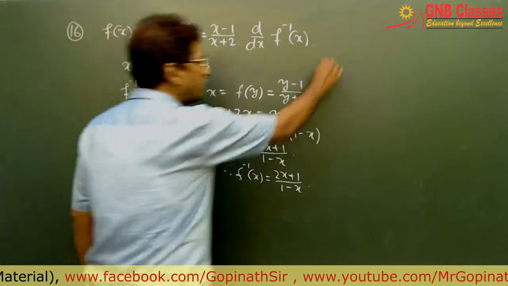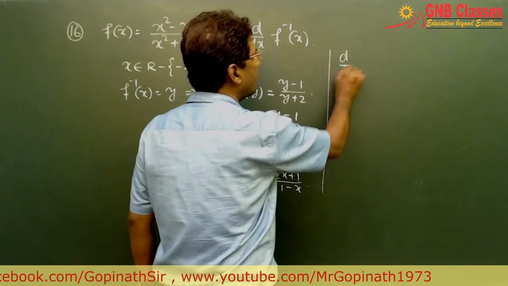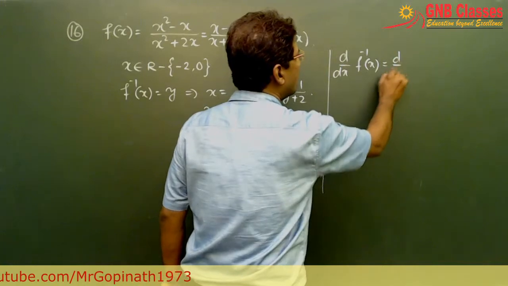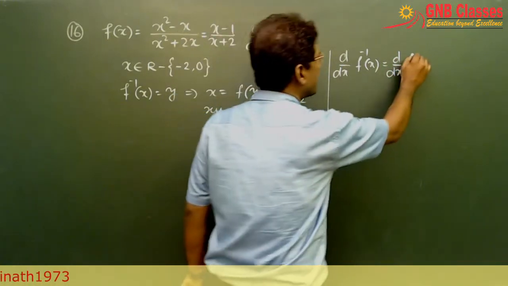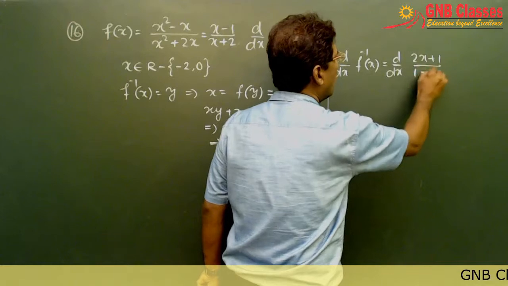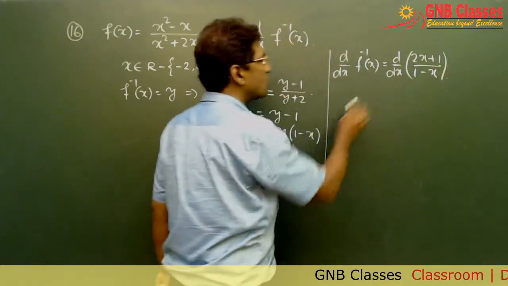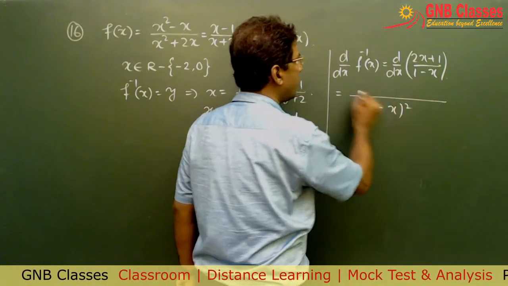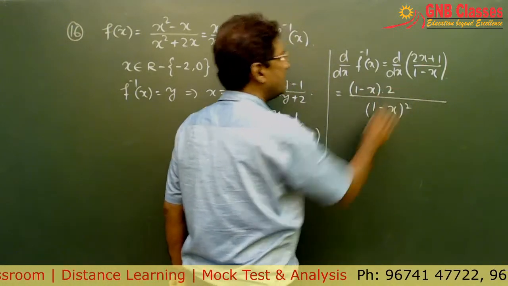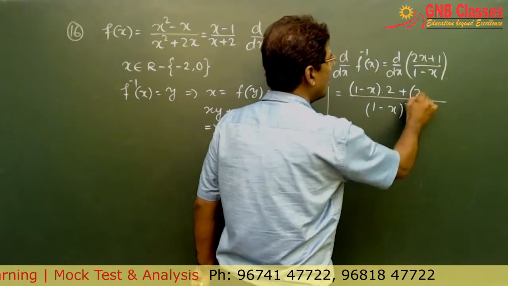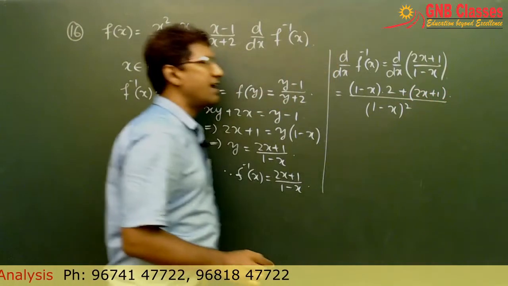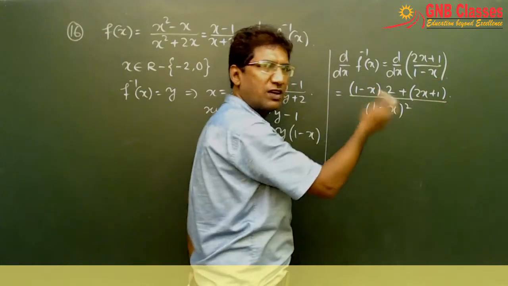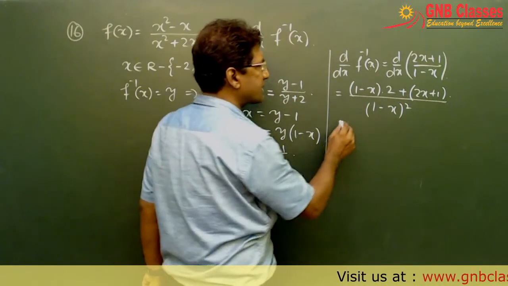Is it clear? Now we have to find out d/dx of f inverse x. That is, we have to find out d/dx of (2x + 1)/(1 − x). So if I apply the quotient rule, (1 − x)², then (1 − x) into 2 plus (2x + 1). Is it clear? Why have I given plus? Because actually it is minus, but when you differentiate 1 − x, it will give you −1, which will give you plus over here.